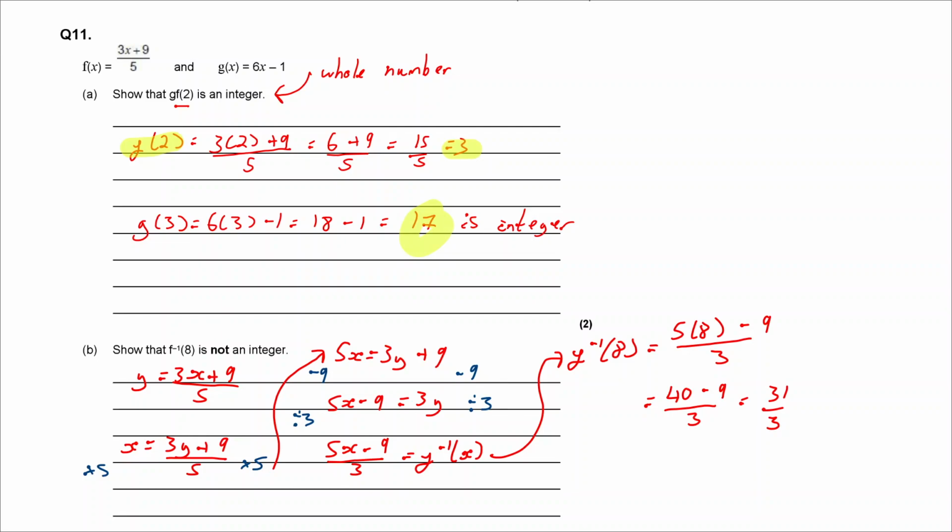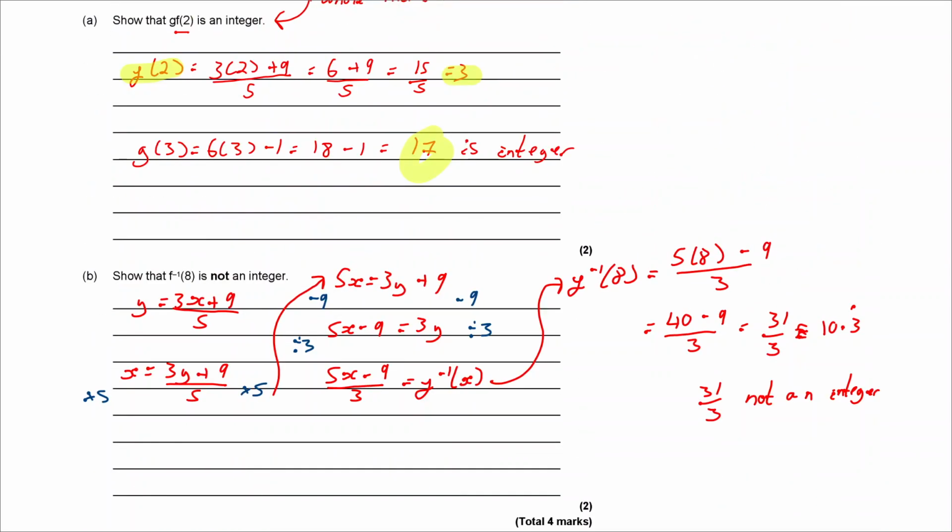That's also the same thing as 10.3 recurring, but you can see here, actually that should be an equal sign, sorry, this 31 over 3 is not a whole number, is not an integer. Okay, you cannot simplify it, can you? So that's going to be the answer. Okay, there we go. And that's that one.